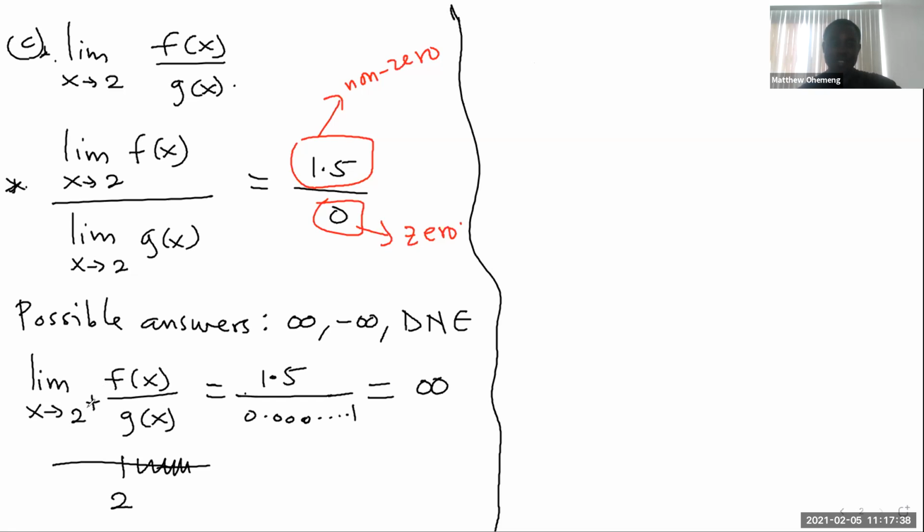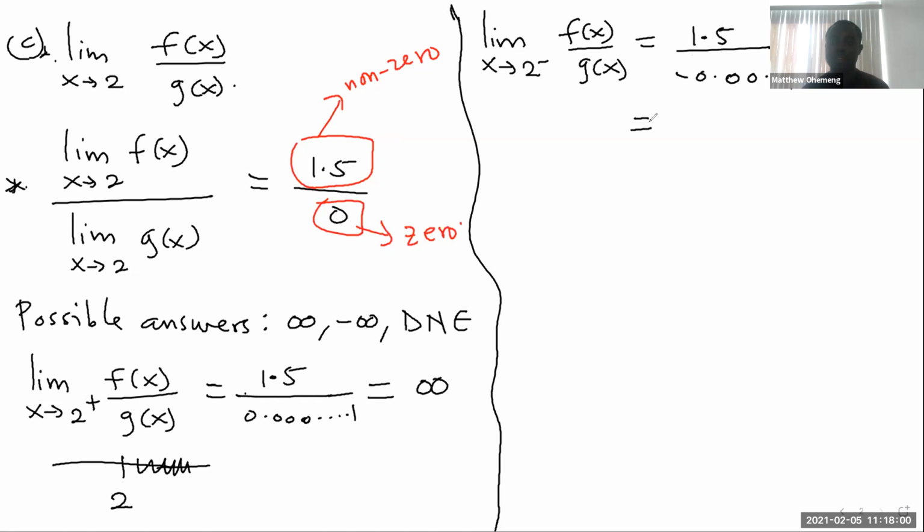So we have done it from the right. Let's do it for the left. For the left, you do the limit as s approaches 2 from the left of f of x over g of x. For this one, we are getting f of 2, which is 1.5, and then as I explained, from the left g of s is approaching something like a negative 0.0001. So for this one too, what do we get? You're going to get a negative infinity.